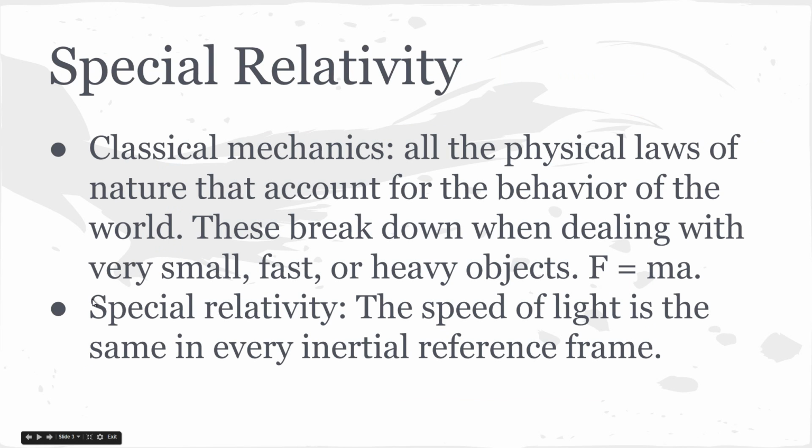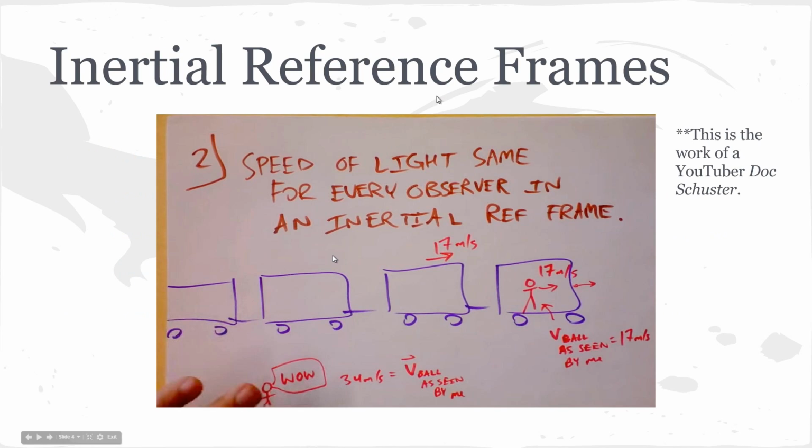So if we're comparing to classical mechanics, special relativity is just concerned with an object going super fast, specifically the speed of light. And what Einstein said was that the speed of light, regardless of the inertial reference frame, is the same. So I'm going to give a couple examples. You probably have no clue what I just said, but it'll make sense in a sec.